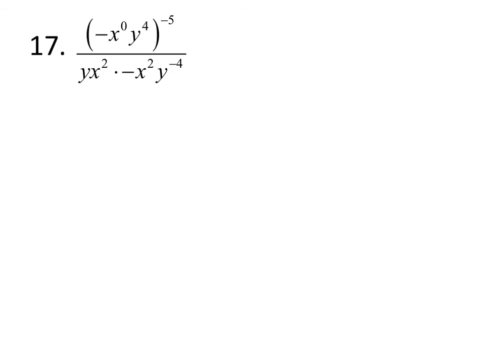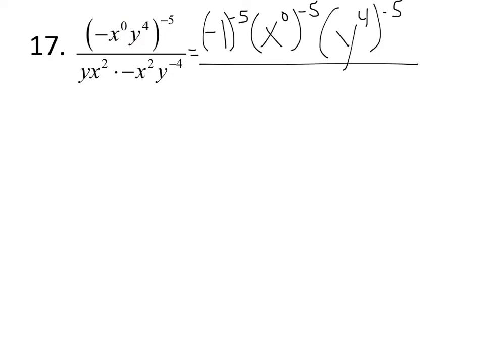Okay, here, since it's just the numerator being raised to this power, we're going to give this power to every piece inside. So you're going to have negative 1 to the negative 5th power, x to the 0 to the negative 5th power, and y to the 4th to the negative 5th power, all over. Actually, you can go ahead and start combining terms in your denominator. So we have an x squared and a negative x squared, so I'll put my negative out front, and then you have x to the 2 plus 2, because they're both squared, and then you've got y to the 1 plus negative 4.